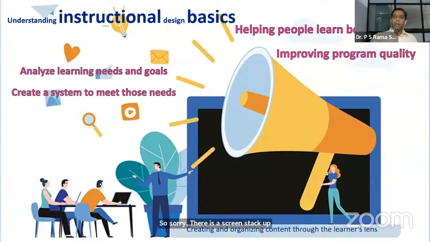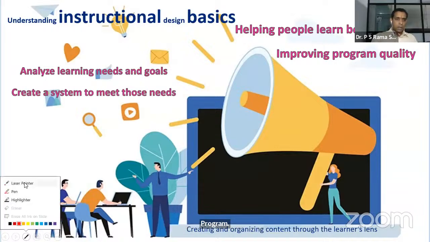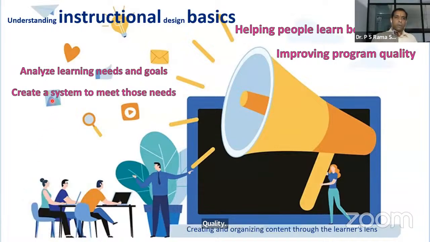Yeah, helping people learn better and improving program quality. Right. So, two things are a point of focus: creating a system and improving program quality. For that, what you need is to create and organize the content through the learner's lens, not through the teacher's lens, not through the instructor's lens. It has to be through the learner's lens. Means we need to empathize with the learner.